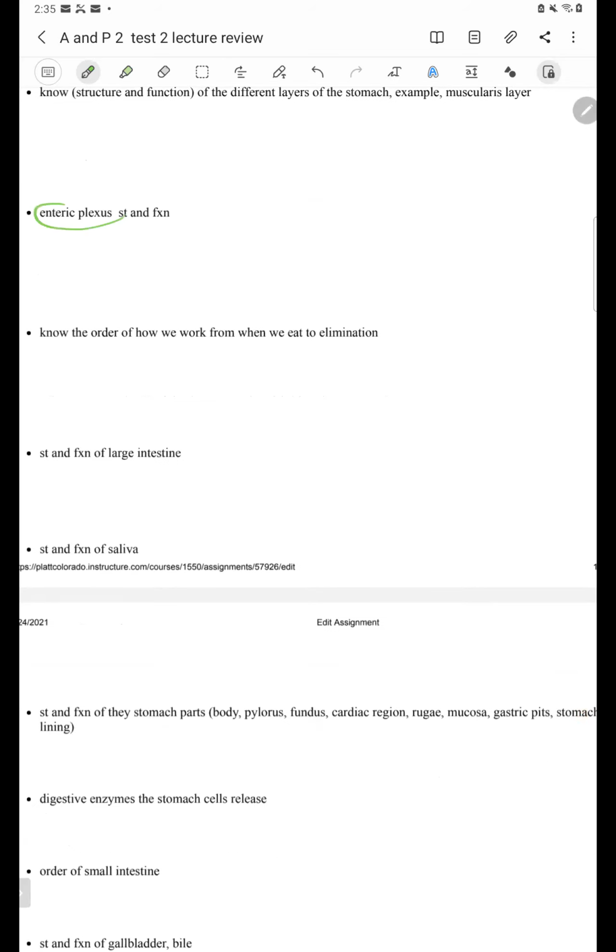Okay, what is the enteric plexus? What's the structure? What's its function?